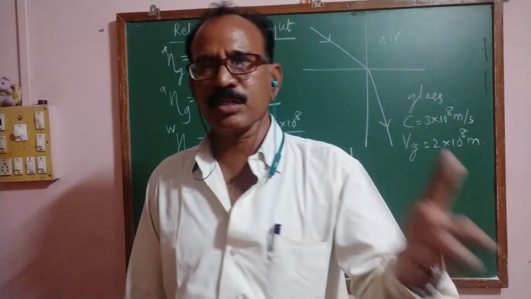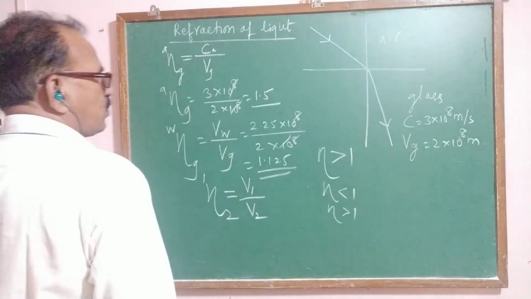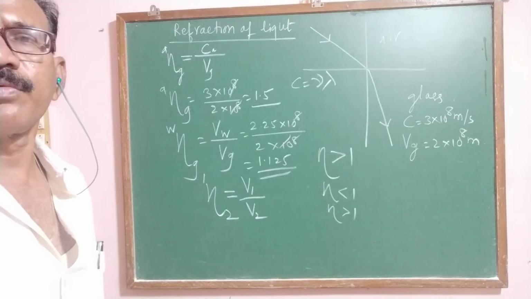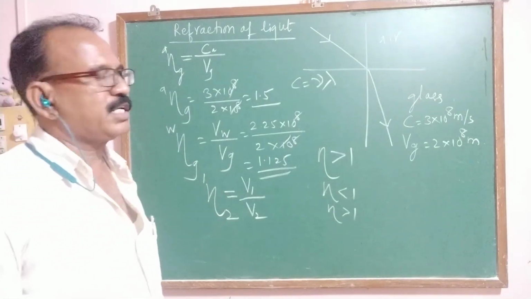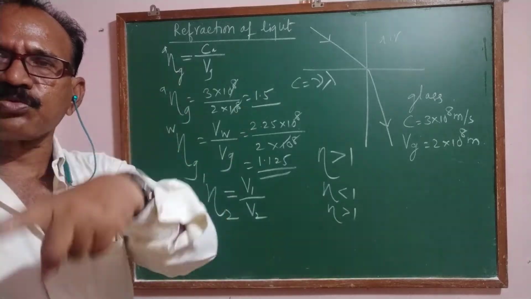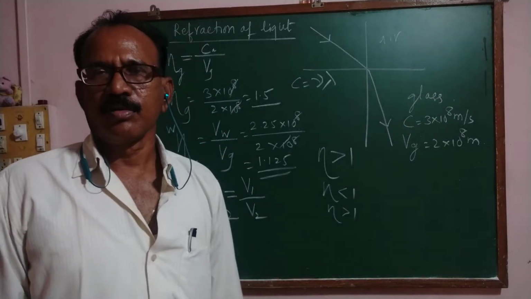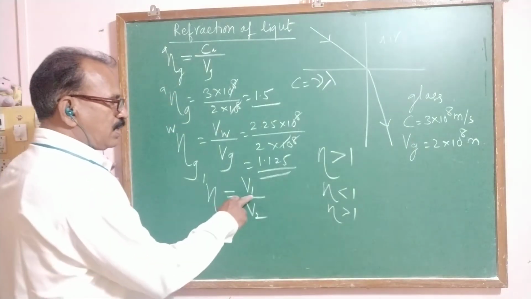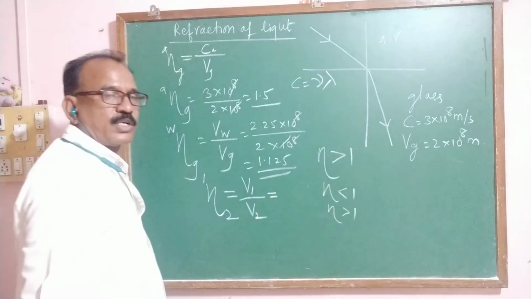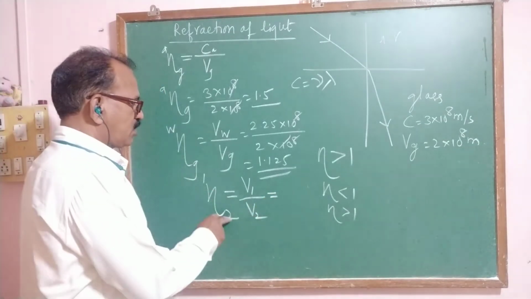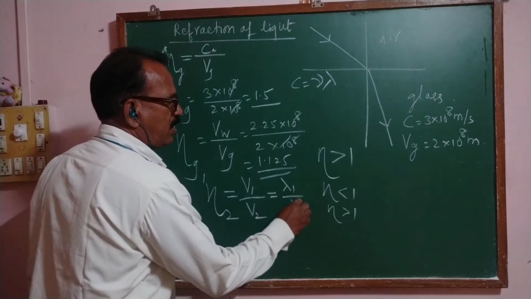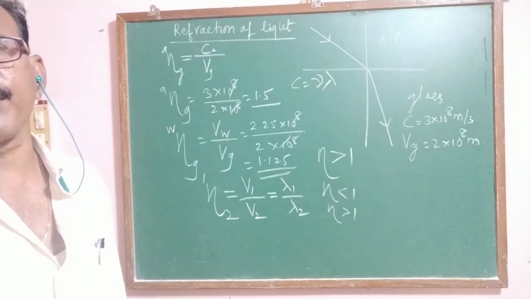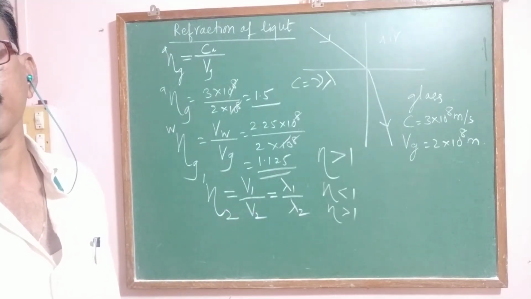We can also find out, in the 10th standard you have studied, so if you know the wavelength, velocity c is equal to frequency into wavelength. Velocity of light is equal to frequency into wavelength. When the light travels from one medium to another medium, frequency remains constant, but the wavelength changes. And so here we can write another formula for the refractive index. Eta 2 with respect to 1 is equal to lambda 1 upon lambda 2. In this manner also we can find out the refractive index.